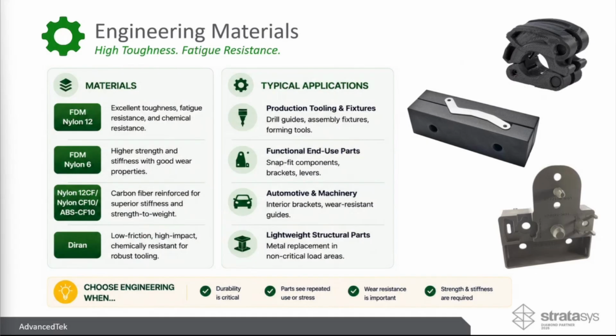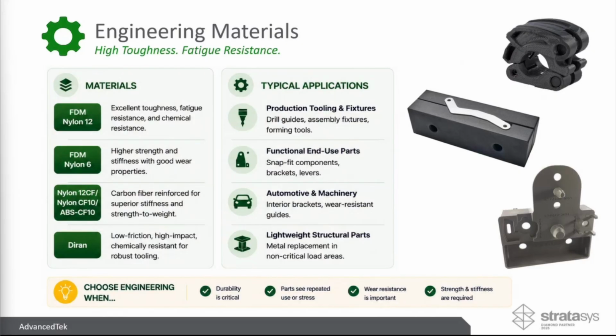Next, you got your nylon 6. It's a higher strength and stiffness with good wear properties. Excellent strength and stiffness, good impact resistance. Nylon 6 combines the strength of Ultem 9085 with the toughness of nylon. Overall, higher strength and stiffness compared to nylon 12, especially formulated for FDM printing.